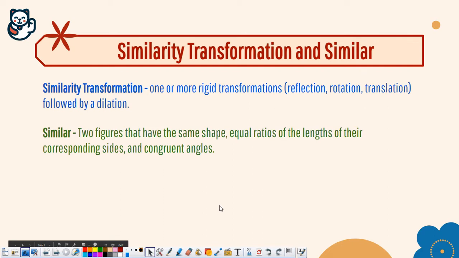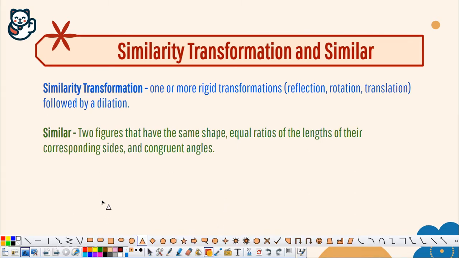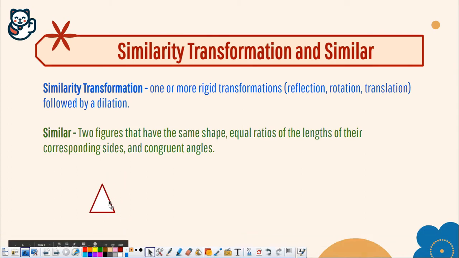The word similar means when you have two figures that have the same shape, equal ratio of the lengths of their corresponding sides, and congruent angles. So just to show you what that is, let's say I have this triangle. I'm going to take this triangle and I'm going to copy it and paste it. So these two triangles, since I copied and pasted, are congruent.